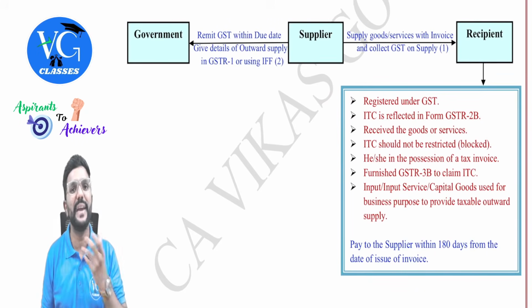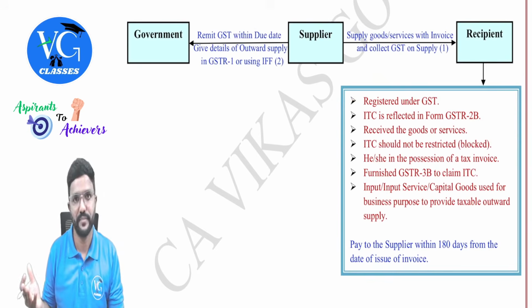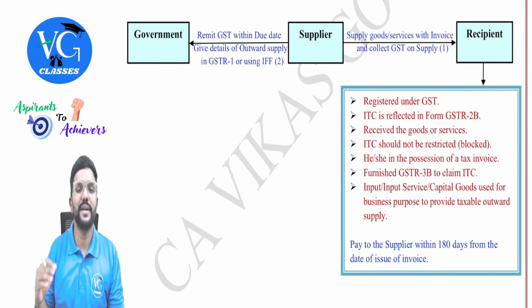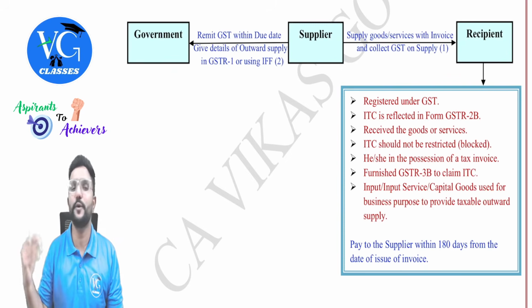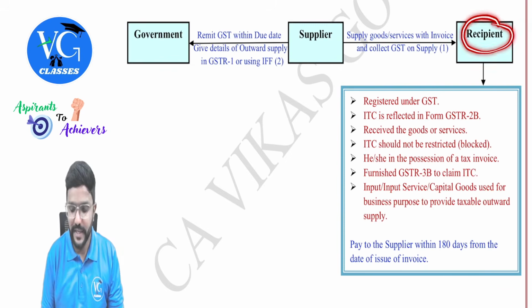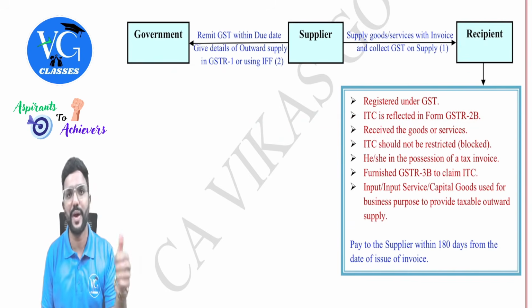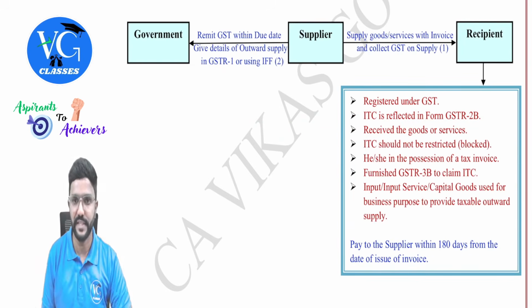Yes. Sir, what if it is a B2C supply where the recipient is not registered? Guys, they cannot claim credit. They cannot claim credit. Why, sir? Because they are not registered under GST. If they are not registered under GST, they are not liable to pay GST on their outward supply. When there is no output tax, obviously, what do you do with your input tax? Okay. Next, for the recipient, the ITC should have been reflected in his GSTR 2B, which will be auto-populated from the details given by the supplier in his GSTR 1 or invoice furnishing facility.